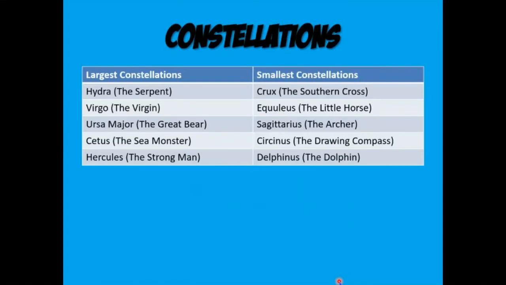And then sa constellation, meron tayong mga largest constellations just like Hydra or the Serpent, Virgo or the Virgin, Ursa Major, the Great Bear, Cetus or the Sea Monster, Hercules, which is the Strong Man. Meron tayong mga smallest constellations just like Crux or the Southern Cross, Equuleus, which is the Little Horse, Sagittarius, which means the Archer, Circinus, which is the drawing compass, and Delphinus is the Dolphin. So, yun po sila, no?